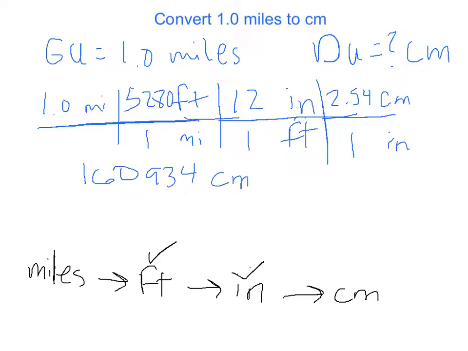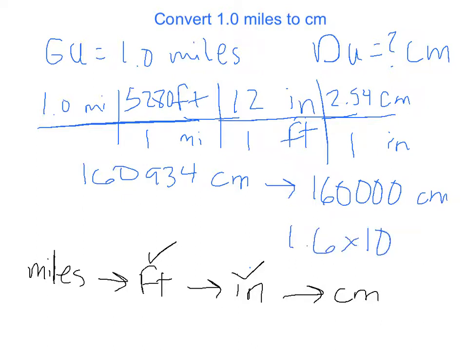So instead of that, I know I need only 2 significant figures as I indicated up in the problem. So I need to convert this to 2 sig figs, and that just leaves me with 160,000 centimeters, or 1.6 times 10 to the 5th centimeters. Those would both be appropriate answers.